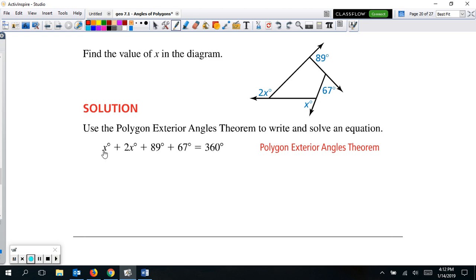So that makes 3x here. You put those numbers together, you get 3x plus 156. Subtract the 156 and then divide by 3, and you get 68 for x. So that's how you're finding the value of x.